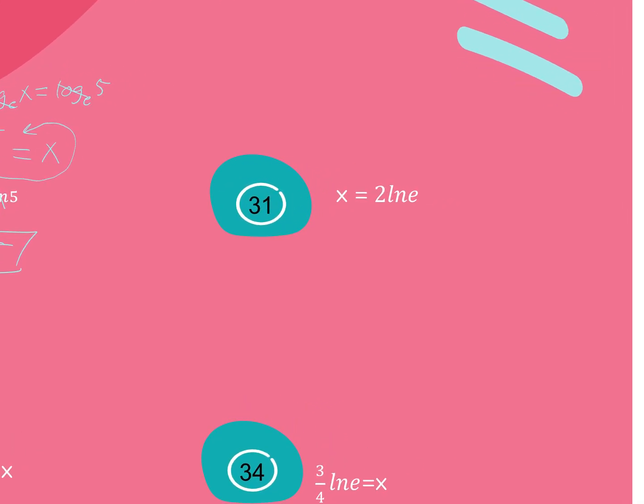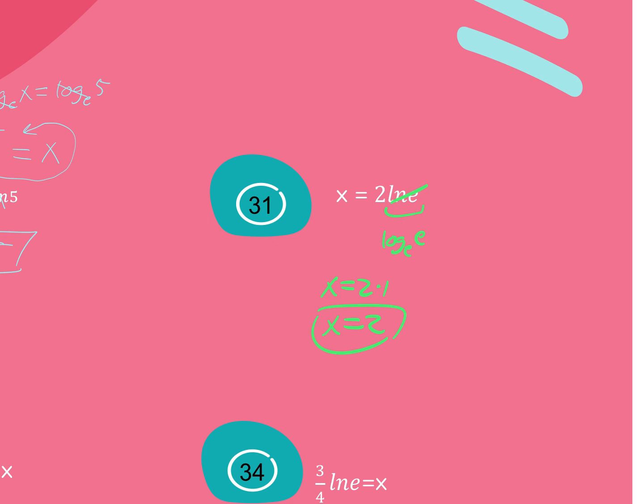So let's look at this one. Same thing here. ln e is going to cancel out. That's a property. That's going to get you 1. And if you're not okay with that, what you can do is write it as log base e of e, and then you can see that log base e of e, because they're the same, is going to get you 1. So you get x equals 2 times 1, so x equals 2.